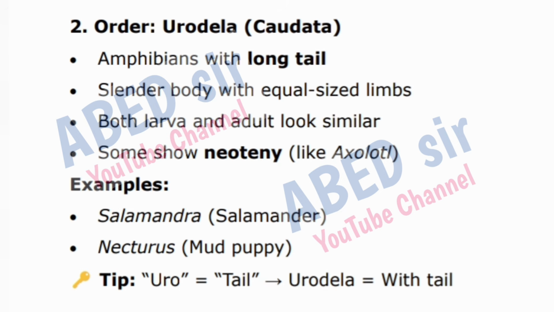2. Order, Urodela, Caudata. Amphibians with long tail. Slender body with equal-sized limbs. Both larva and adult look similar. Some show neoteny, like axolotl. Examples: Salamandra, salamander. Necturus, mud puppy. Tip: Uro means tail, Urodela means with tail.